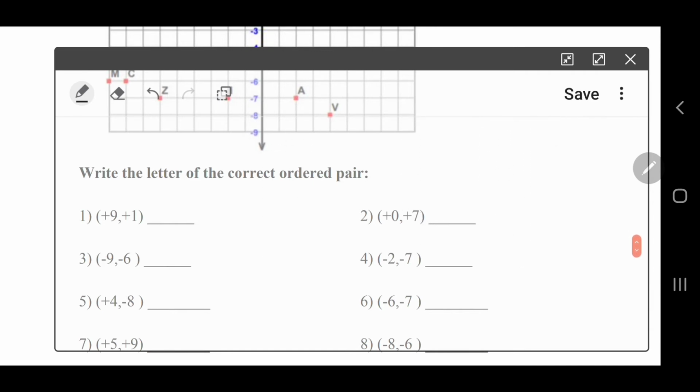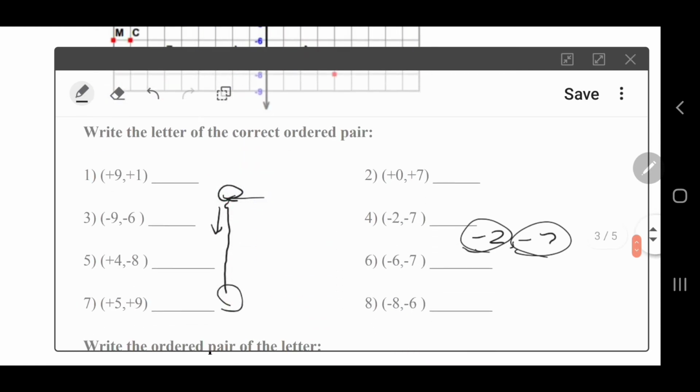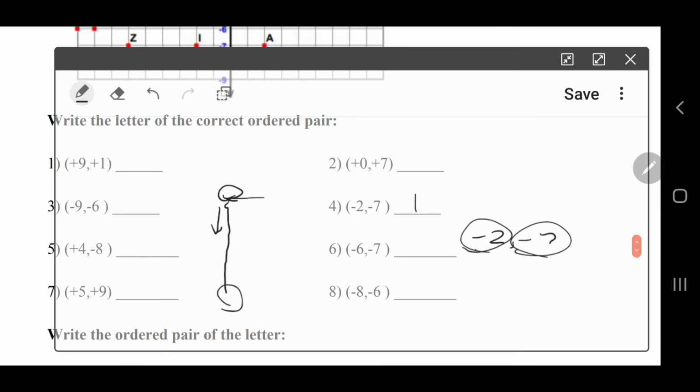Now let's try number 4, which is negative 2 comma negative 7. So first thing you want to do, which is the x, right? So negative 2 is x. Now since it's negative, you go to the left. Negative 2 is over here, so that's the mark. And then we have negative 7 for the y, which means we would have to go down because it's negative. So negative 2 here and then down. So we would hit I. So that means I would be negative 2 comma negative 7.